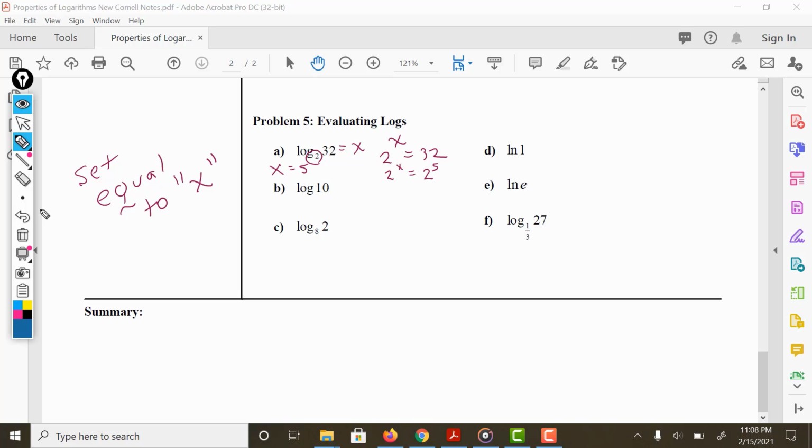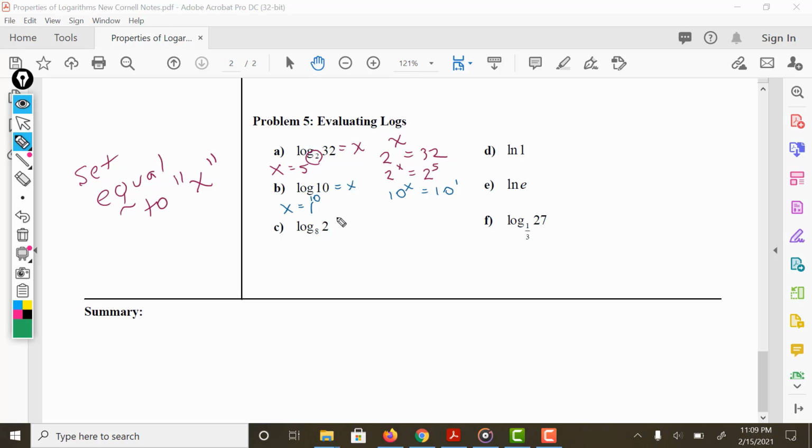For B, recall that this is a common logarithm. So what we have here is a log base 10 of 10 equals x. If I do ELB on this, I'm going to get 10 to the x equals 10. I'm going to put a 1 there for convenience. Again, if the bases are the same, the exponents are equal. So for B, I get x equals 1.